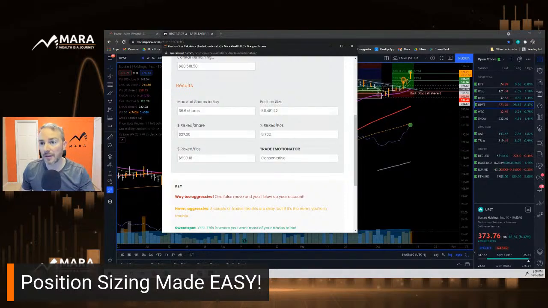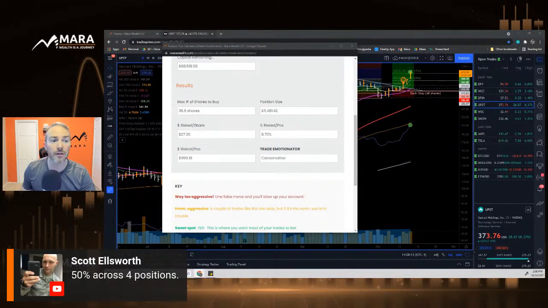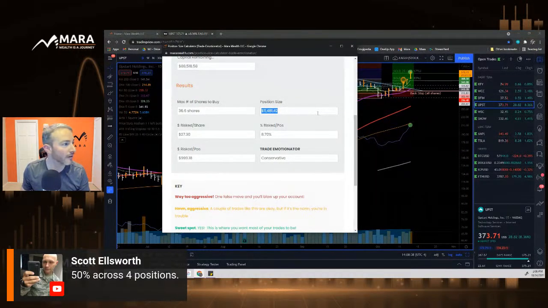So to go back to Scott's question from earlier, 50% across 4 positions. If you have 100 grand and you see that this one position is just about 11.5, that's telling you that, yes, you have room to buy this amount with that kind of allocation, right? So you could even go a little bit bigger than what we have here. All that data is available right here for free.